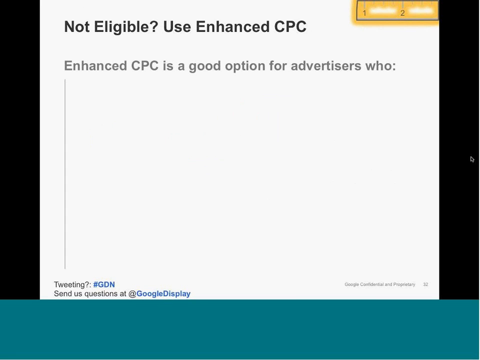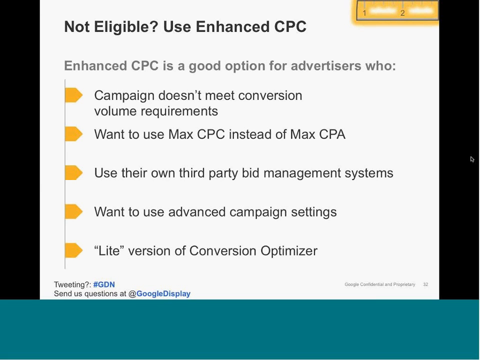A lot of advertisers are hesitant to test Conversion Optimizer because they're not sure it's going to work for them and for their campaign. An alternative is that you can try Enhanced CPC. It's like a light version of Conversion Optimizer. Testing out Enhanced CPC is a good way to see if automated bid management is right for you.